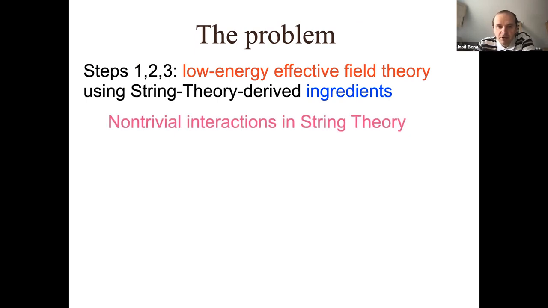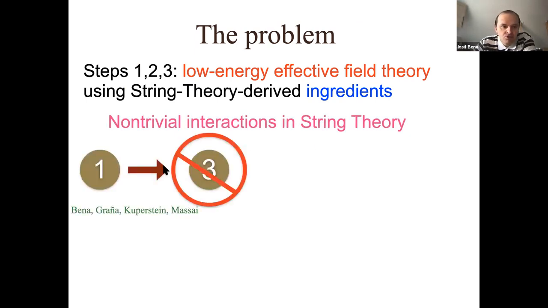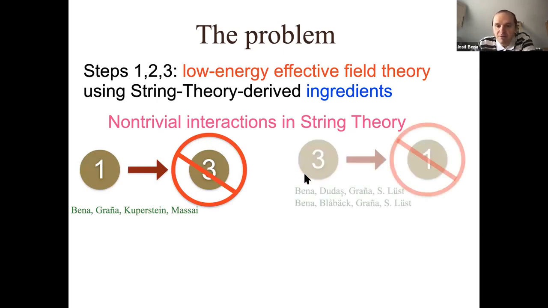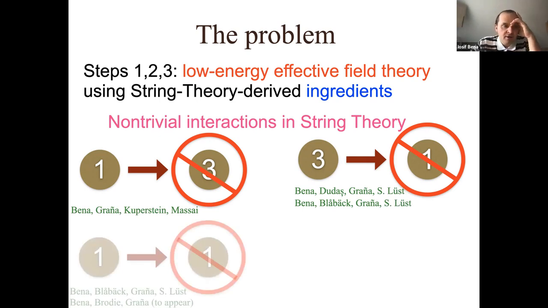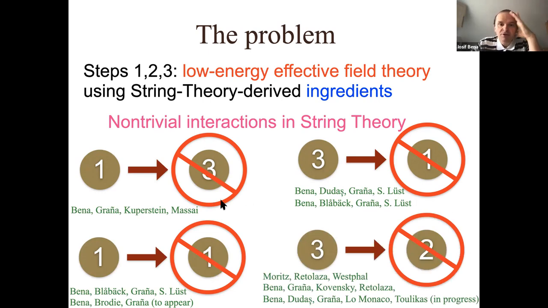In particular, the ingredients which appear at step one, meaning the fluxes, can mess up the anti-branes at step three. The ingredients which appear at step three, the anti-branes, can mess up the moduli stabilization by fluxes at step one. The ingredients which appear at step one, the fluxes, can actually be inconsistent. And moreover, the anti-branes can actually mess up the Kähler moduli stabilization. Those are essentially four areas where the ingredients can interact non-trivially.